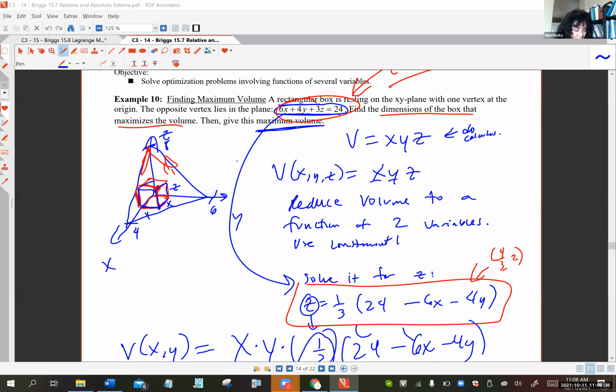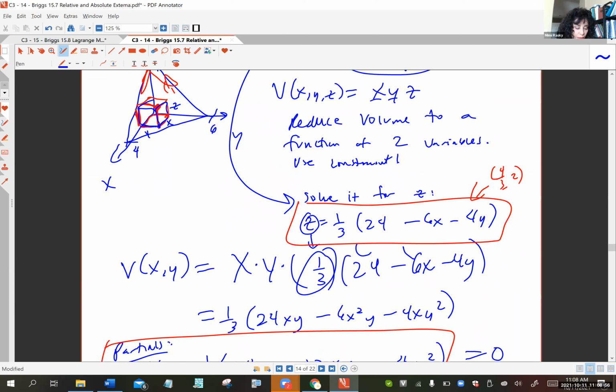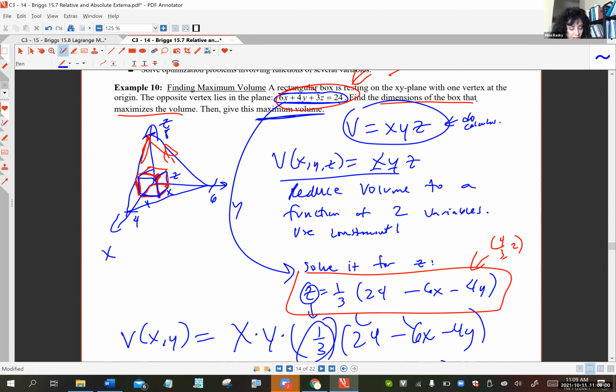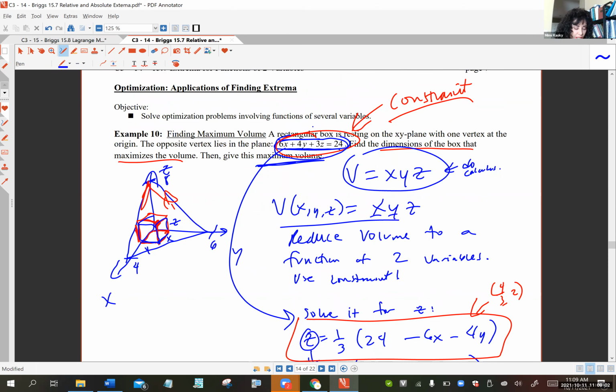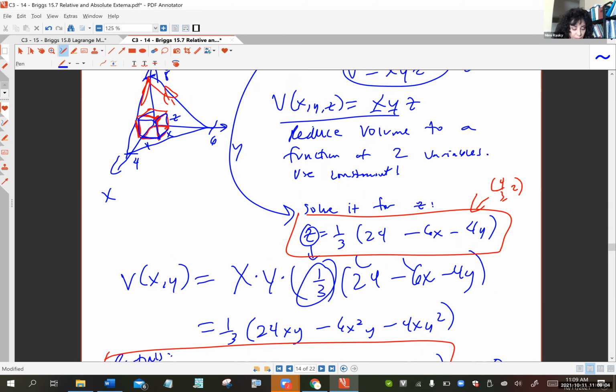So here's the example that we did last week. It was the same problem, but we did it using a completely different approach. This is last week's, okay? So how did we do this problem last week? Well, last week, we still had to maximize the volume and do the calculus on it, but we had to reduce it to a function of two variables. So we had to solve the plane equation for z, which was kind of a pain in the butt.